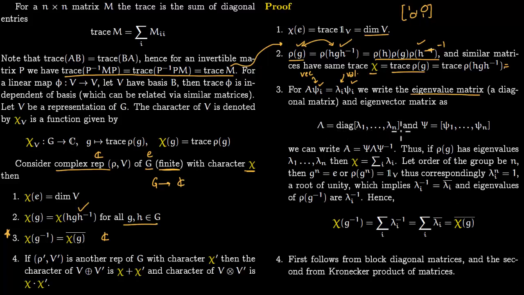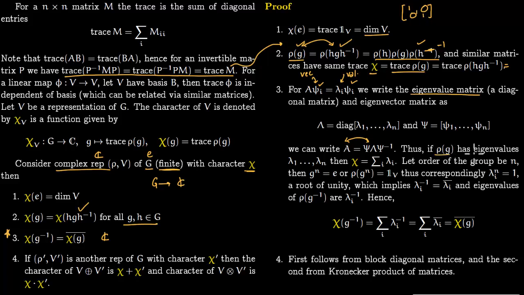and this is a diagonal matrix. So it has zeros everywhere except on the diagonal it has the eigenvalues. And then you have this matrix psi which has all your eigenvectors. Then we can write this matrix A as psi lambda psi inverse. Obviously we are writing like this because you can see these are similar matrices.